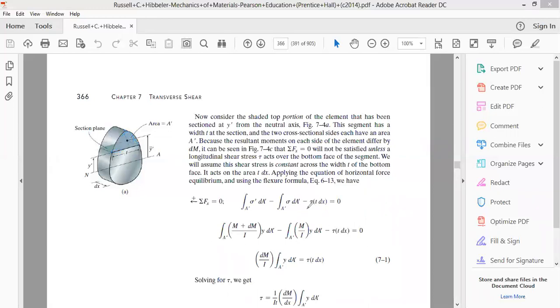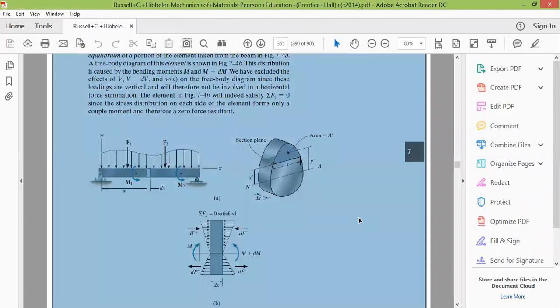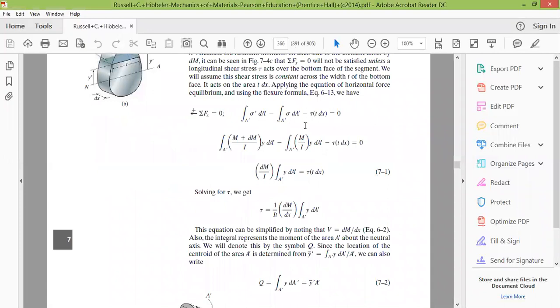Since this beam is subjected to force, and there is no force acting along the x-axis, the summation of all these forces has to be equal to zero. Now, sigma prime is the normal stress on the right hand side. It is (M plus dM) divided by I, by the flexural formula, into y, and you have your dA prime. Then minus sigma, which is M by I into y into dA prime, is equal to tau t dx.